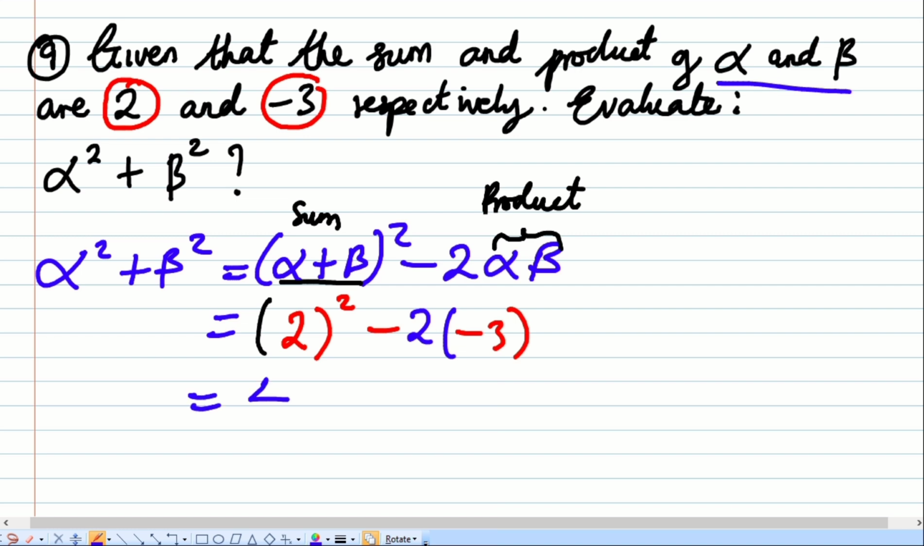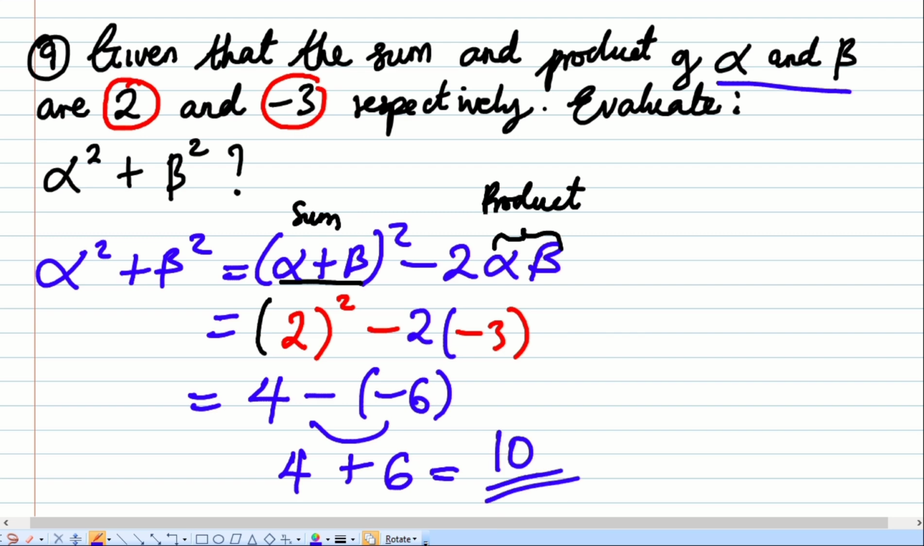2 squared is 2 times 2, which is 4, minus 2 times negative 3, that would be negative 6. So we have to put it in brackets. So we have minus minus, they're giving us plus. So that's 4 plus 6, which is 10. So our final answer is 10. And that's it. These are some of the examples that I promised we're going to solve.